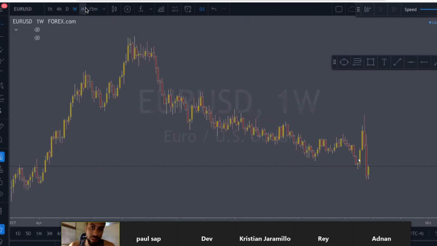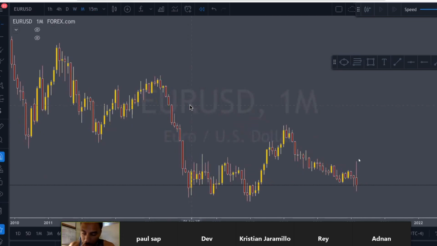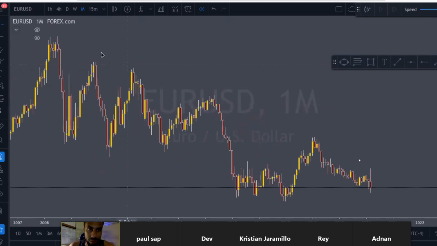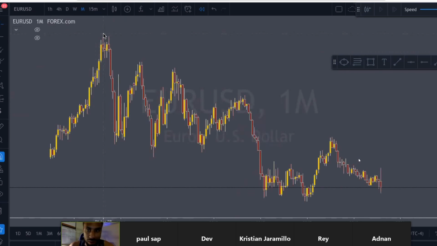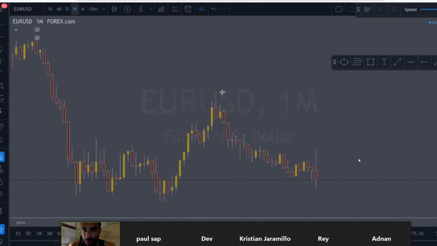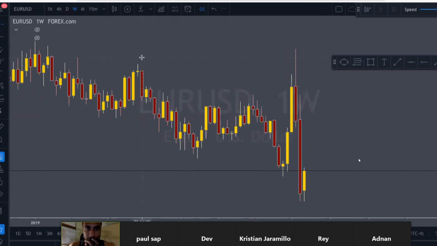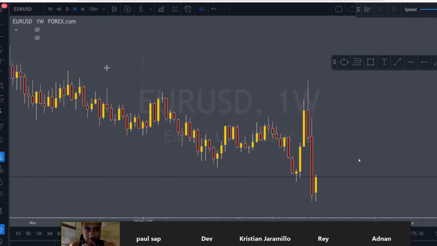So starting from the monthly, I look at the general shape of the chart from the monthly time frame. And it's trending down here. If you look at this from the last 12 years, it's trending down. And I go down to the weekly and I see this price action. The first thing that stands out to me is this wick here. This isn't exactly level, but pretty much.